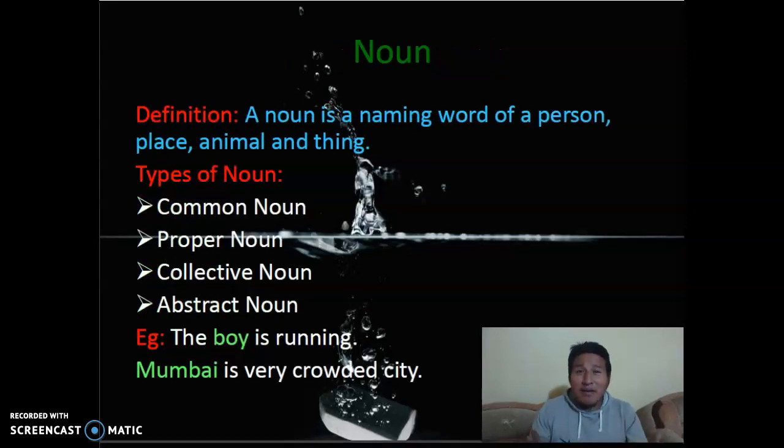So let's start with a noun. What is a noun? A noun is a naming word of a person, place, animal, or thing. We have the common types of noun: common noun, proper noun, collective noun, abstract noun. Examples of them are: the boy is running. Mumbai is very crowded city.